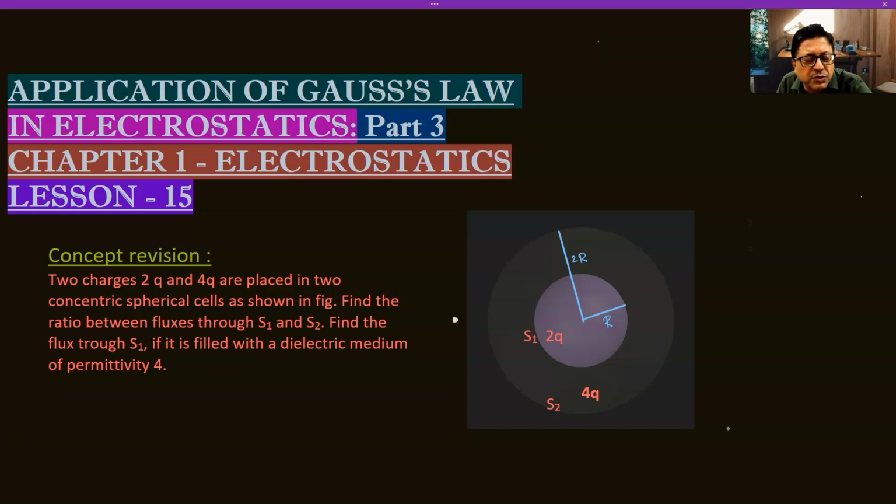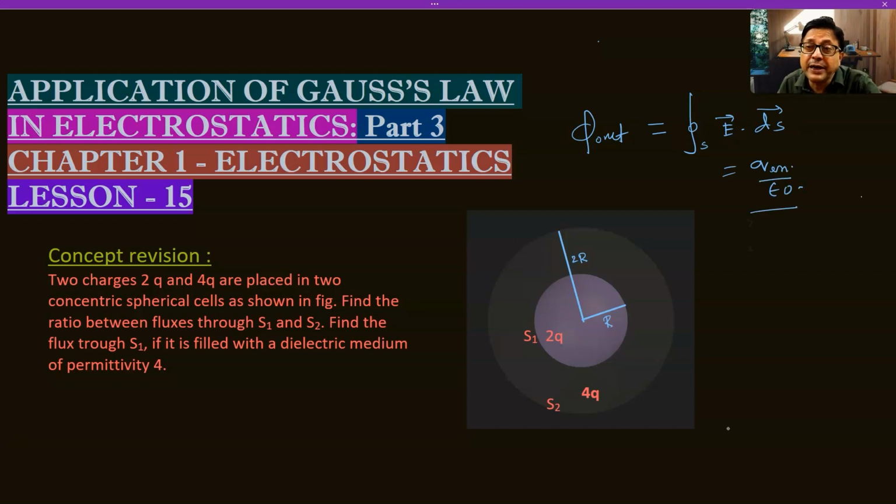There is a second part also. If the region of space in S1 is filled with a dielectric medium of permittivity 4, then what will be the flux coming out through it? You know, Gauss theorem is about phi out. Phi out is given by the surface integral of E dot ds, which is equal to Q enclosed by E0.